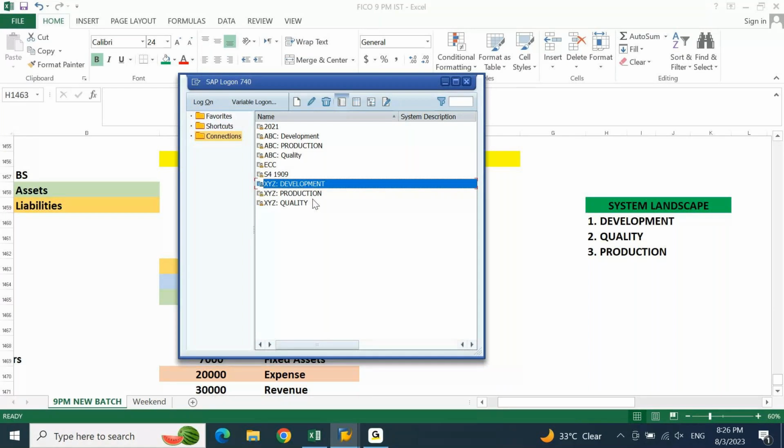If I talk about XYZ client, this is also XYZ system. This is also XYZ system. This is also XYZ system. But the landscape is different. One is development, one is quality, one is production. What you will do in development, what you will do in quality, what you will do in production, you need to have a clear understanding, right?